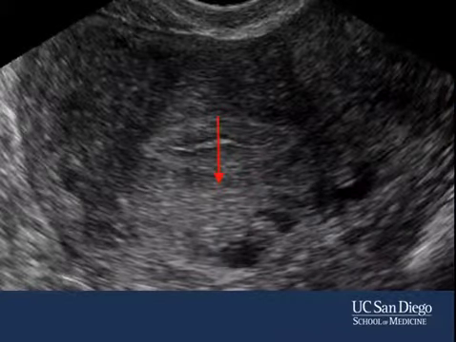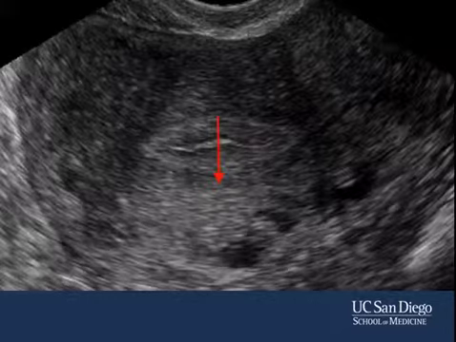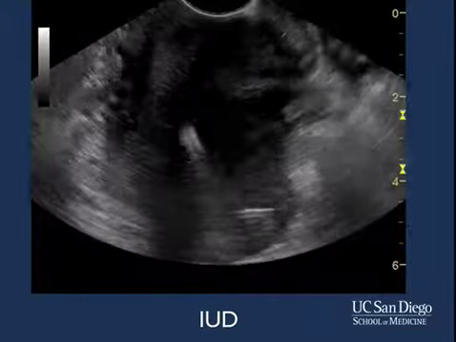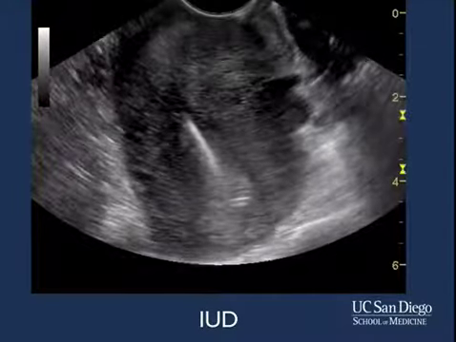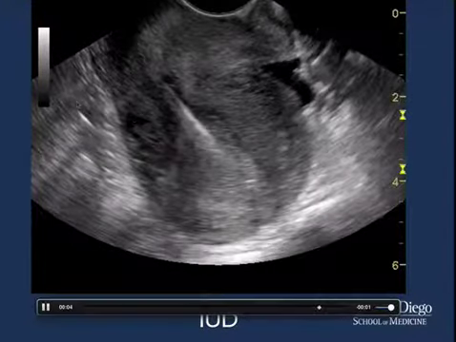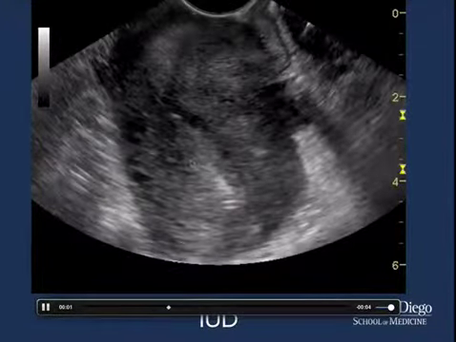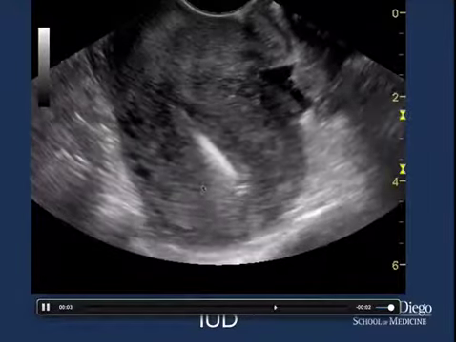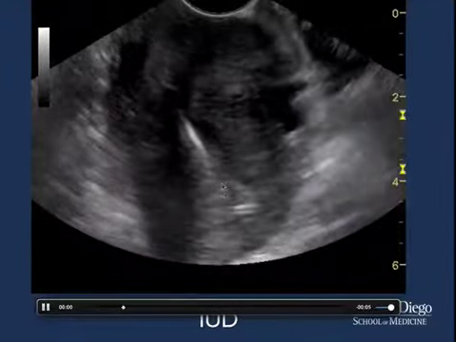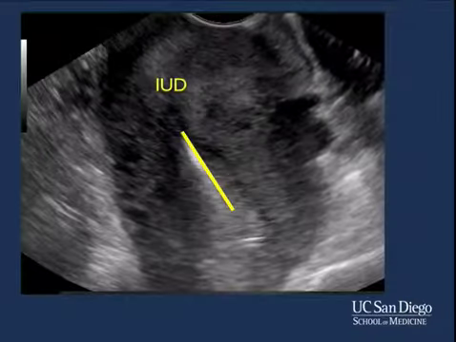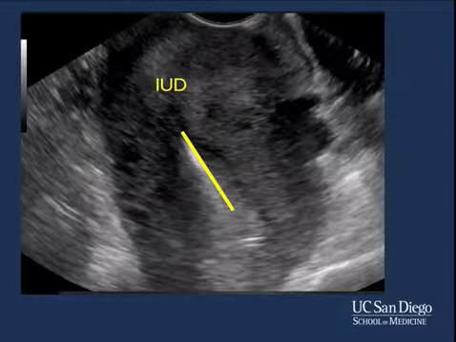This is again an example of the endometrium, and this is another example of the endometrium with a foreign body seen, which is echogenic and seems to give off reverberation. This actually is an IUD within the endometrium of the uterus.